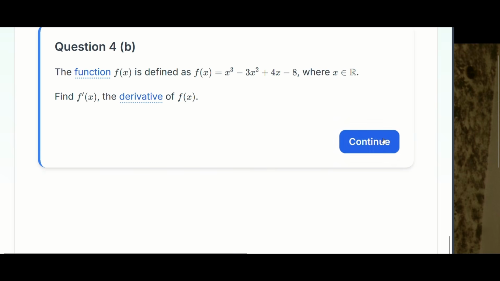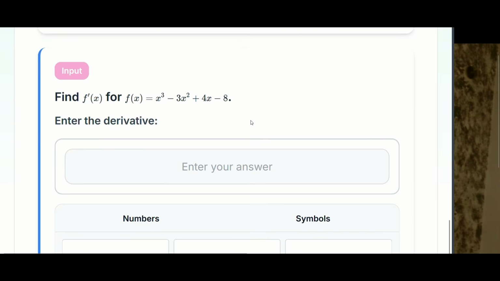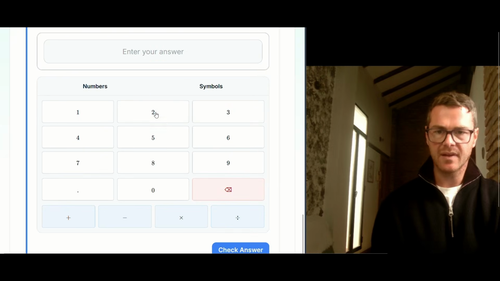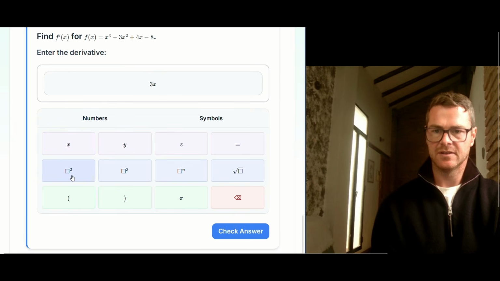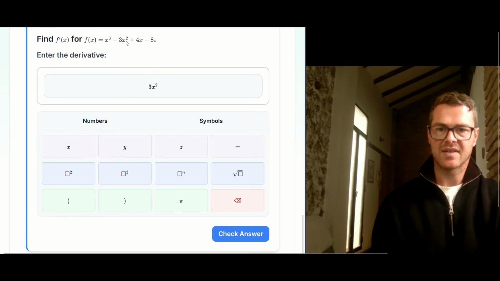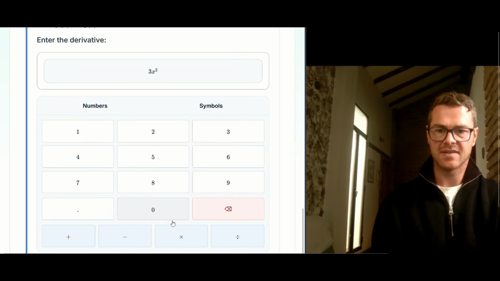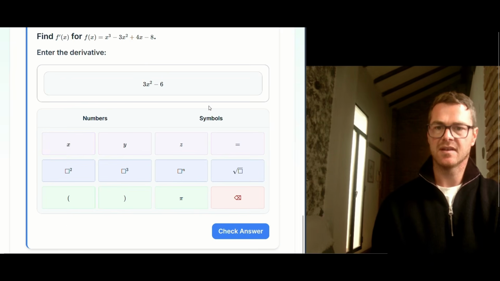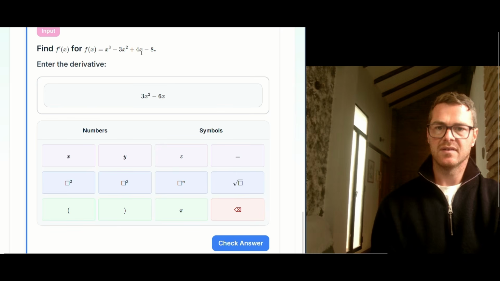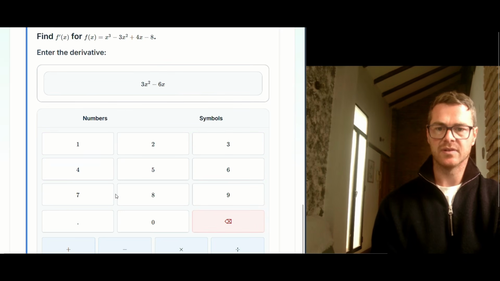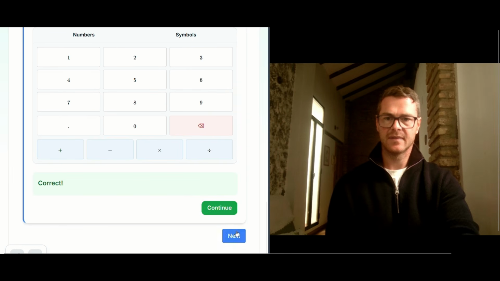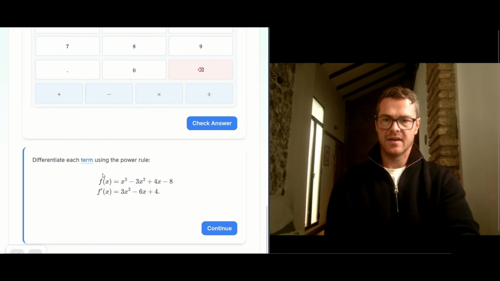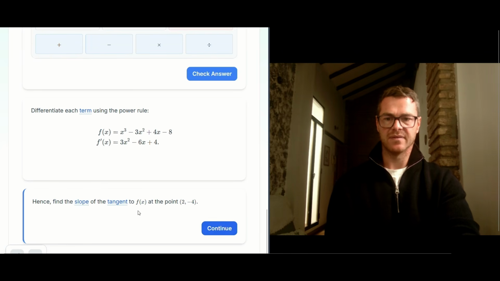I have x cubed minus 3x squared plus 4x minus 8. If I differentiate each one, I will have 3x squared. So let me type that in. And the minus 3x squared will go to a minus 6x. So minus 6 and x. The plus 4x will go to plus 4. And the minus 8 is going to go to 0. So that's my derivative. So differentiate each term, and that's my derivative.